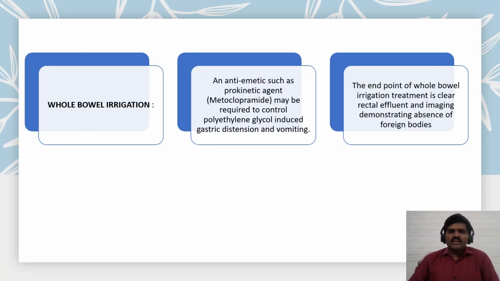Along with performing whole bowel irrigation, you may need to start an antiemetic such as a prokinetic agent, metoclopramide, which may be required to control polyethylene glycol induced gastric distension and vomiting. The end point of whole bowel irrigation treatment is clear rectal effluent and imaging demonstrating absence of foreign bodies.